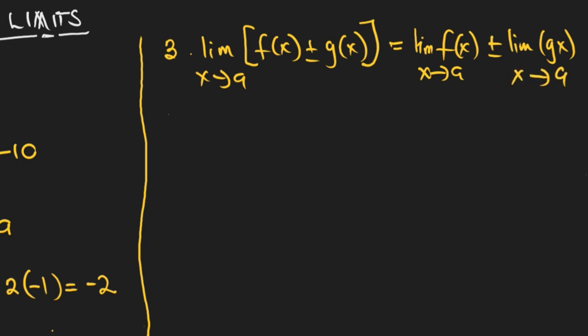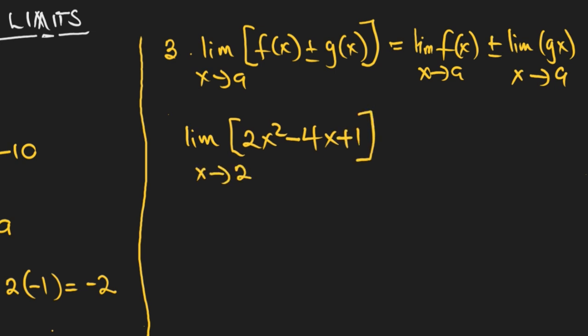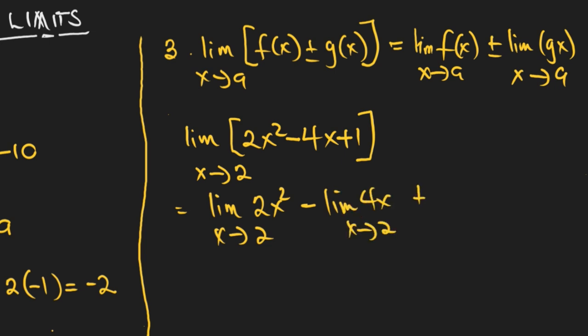For example, if I have the limit of 2x squared minus 4x plus 1 as x approaches 2, this should be equal to, so I can take them function by function, I can break them down. The limit of 2x squared as x approaches 2 minus the limit of 4x as x approaches 2 plus the limit of 1 as x approaches 2.